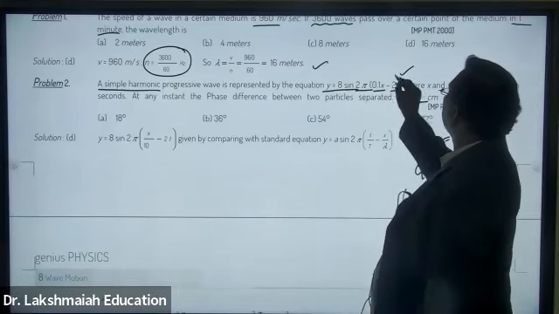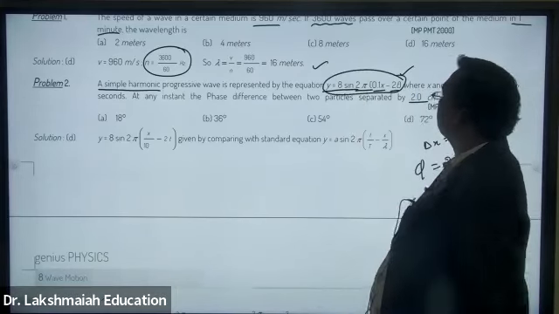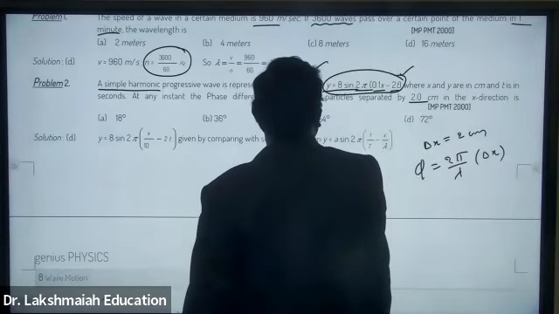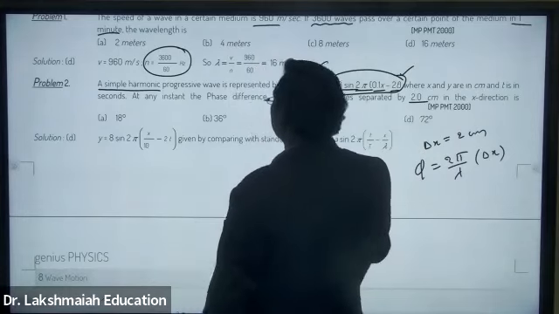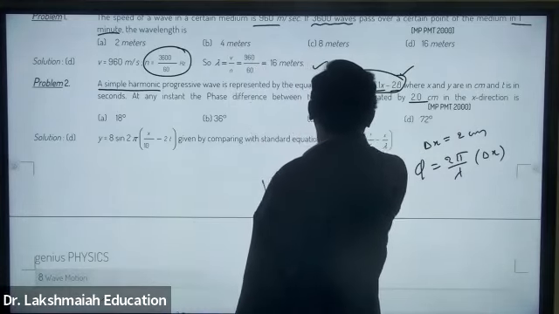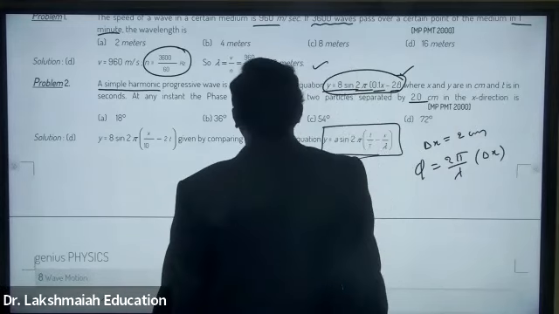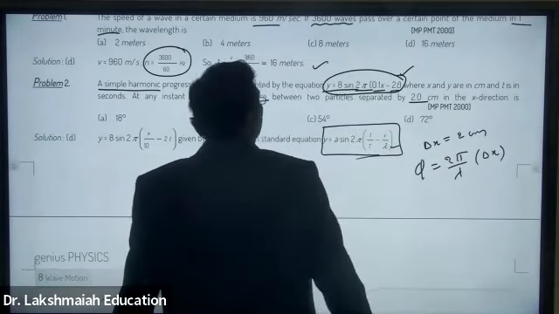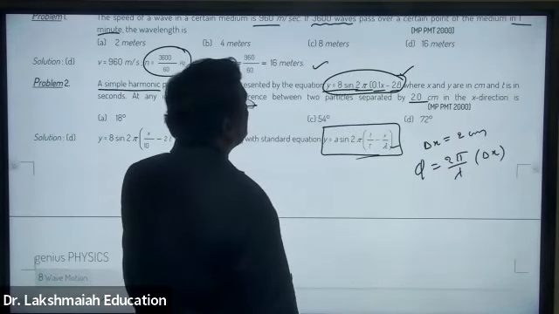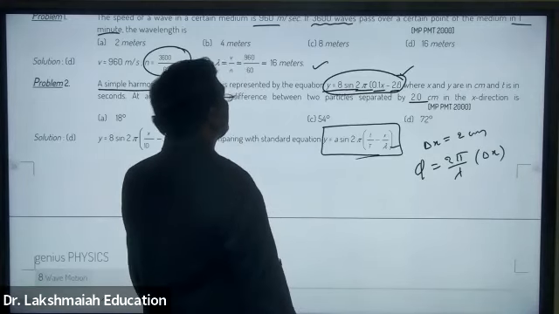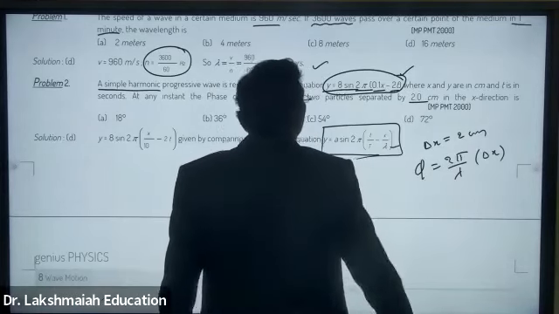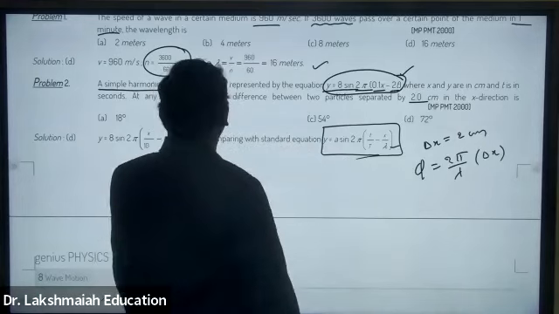See, this equation you can compare. That's the equation, no? So that equation you can compare. This is the equation, you know: y is equal to a sin 2 pi, you take as common, t by capital T minus x by lambda. Means that here 2 is equal to 1 by lambda. So for that you can find the value.